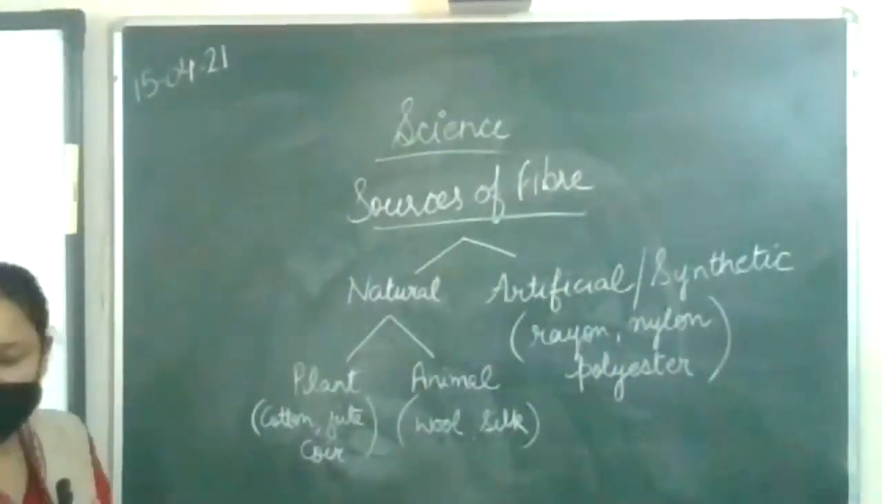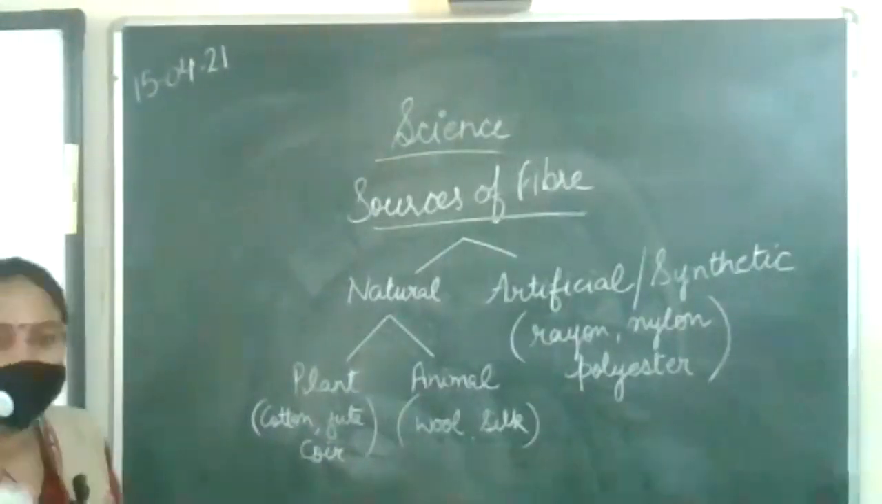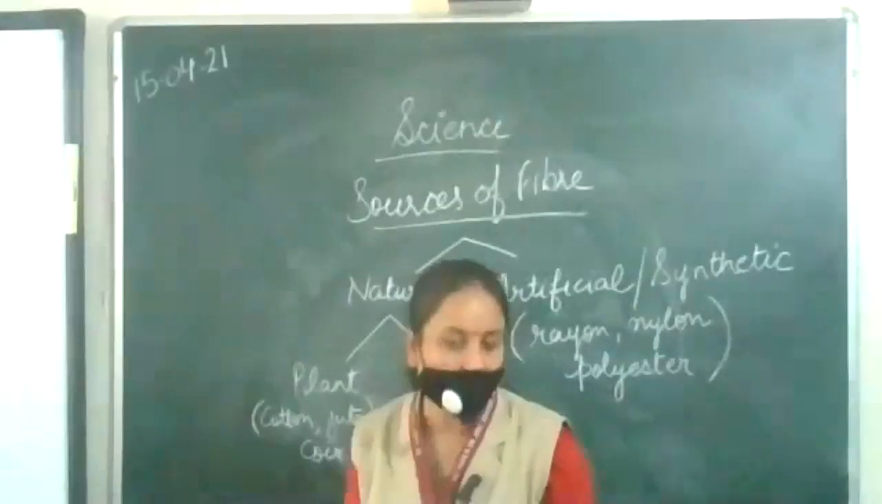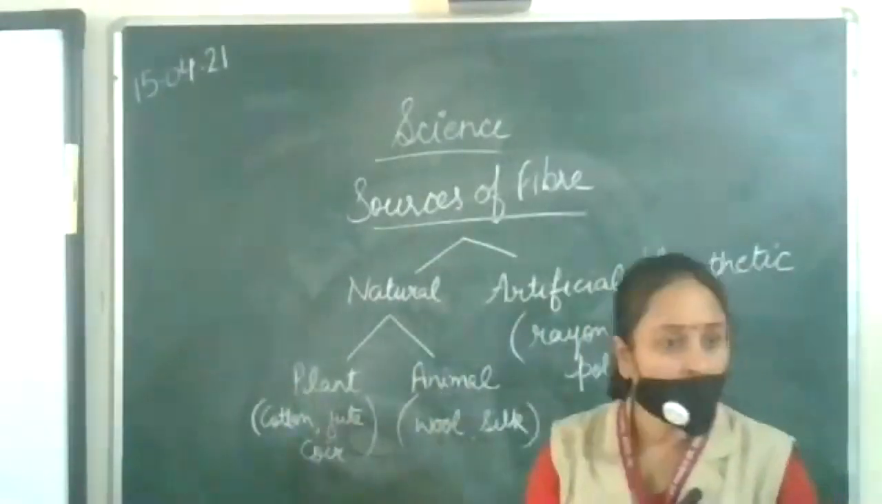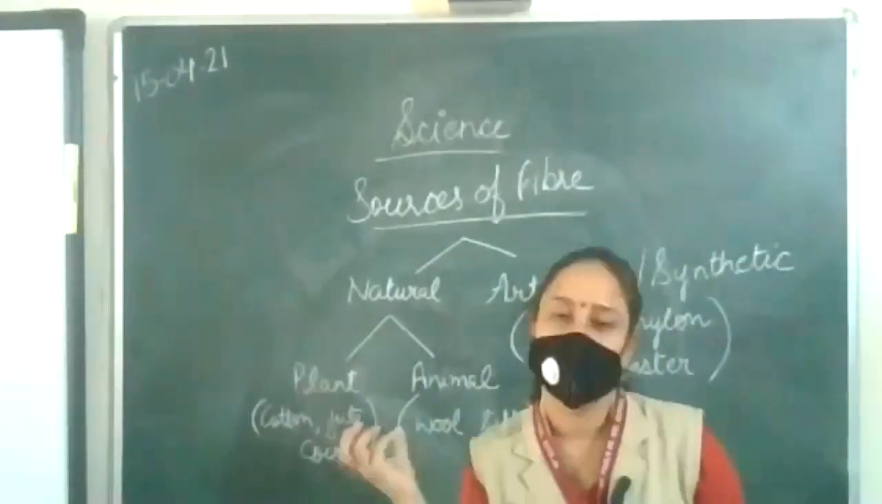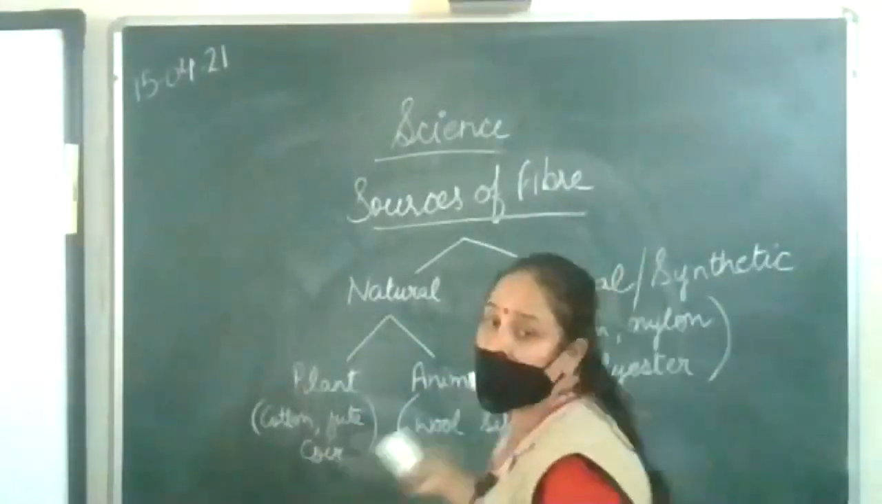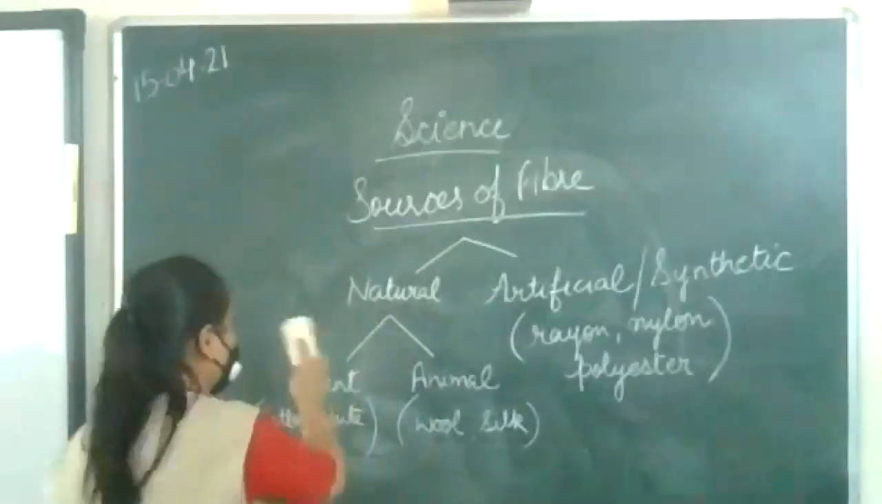Okay. All right. So with this, we understand what are the different sources of fiber available to us. Some of the fibers are available in nature, and some of them we have made ourselves. Understand?